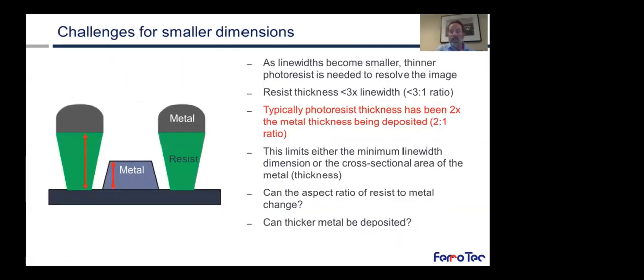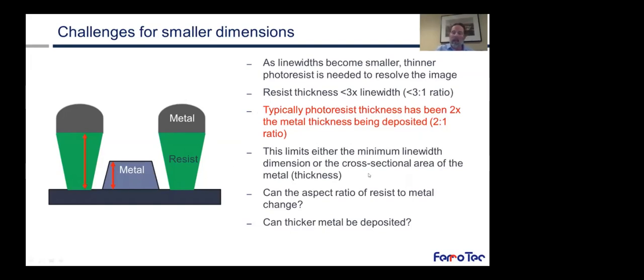So there are challenges as we get to smaller and smaller dimensions. As these line widths become smaller, typically the resist thickness has to become thinner in order to resolve these finer features. Typically, the resist thickness can't be more than 3 times the line width of the feature. Additionally, typically the photoresist needs to be at least twice as thick as the metal thickness being deposited to get the clean liftoff. So for a resist, this limits either the minimum line width that can be achieved or the cross-sectional area of the metal, the thickness.